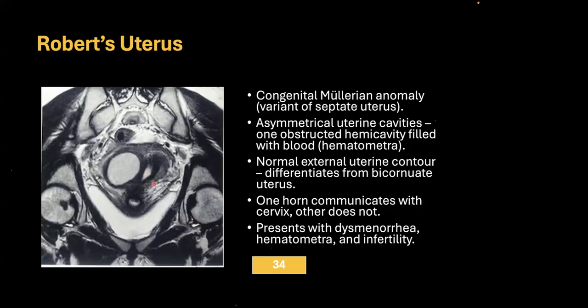Okay, I think this is not a very typical image. We'll have to take another image because, yeah, even I agree with you, Anup, that even unicornuate with a non-communicating rudimentary horn, which is obstructed, could have been like this. But you have to keep one differential in mind, that is Robert's uterus. Okay.